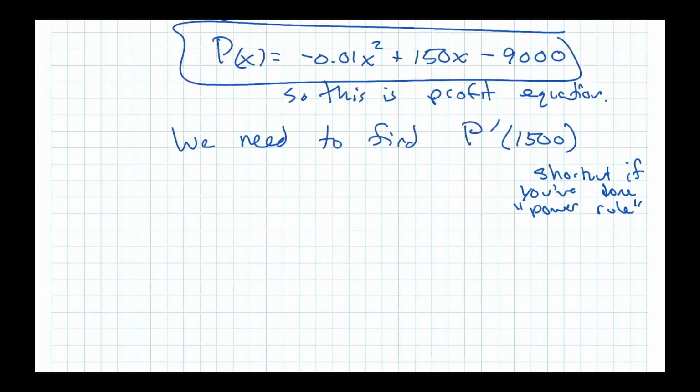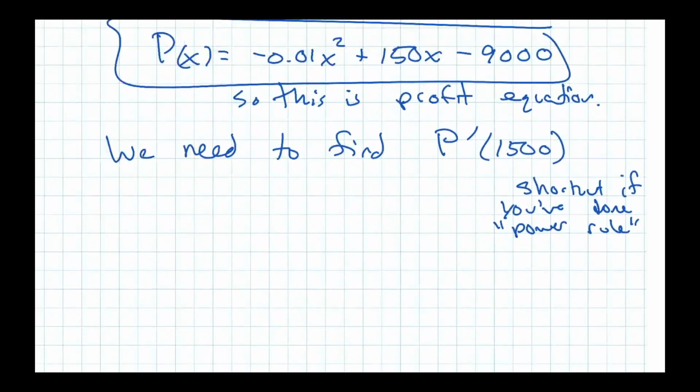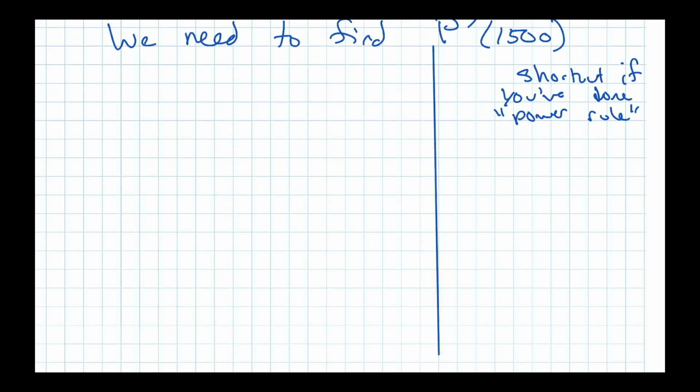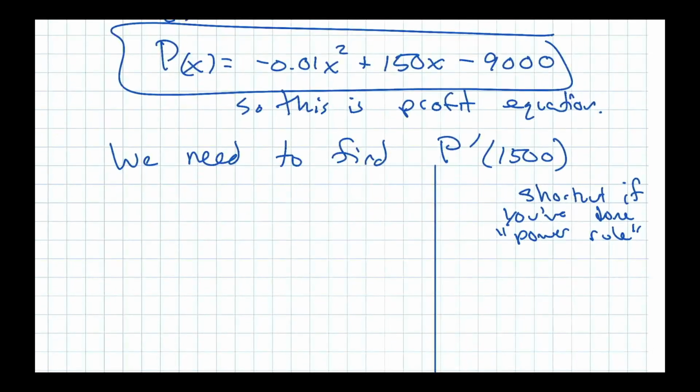So if you've done the power rule, then you'll know the derivative of this function already. So let me just bring this down here. Kind of separate this. So you would be able to do it this way. So you've got this p of x here. I'm just going to rewrite it. Negative 0.01x squared plus 150x minus 9,000.